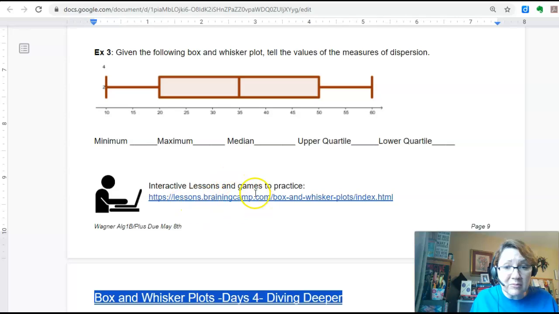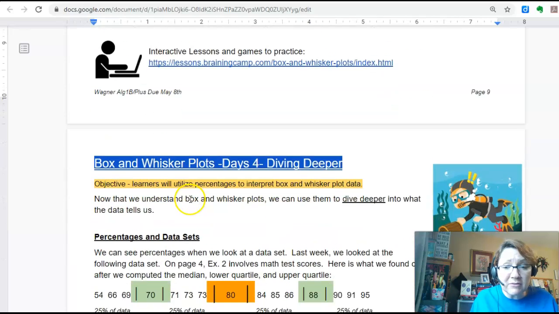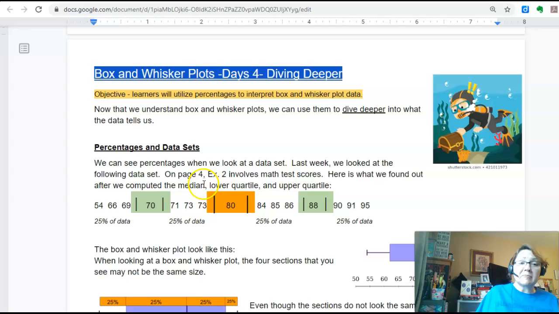Okay, so here's some games that you could practice if you wanted to practice box and whiskers.